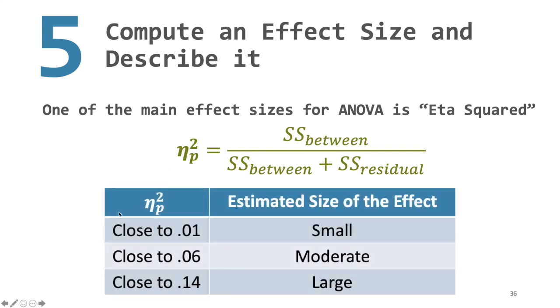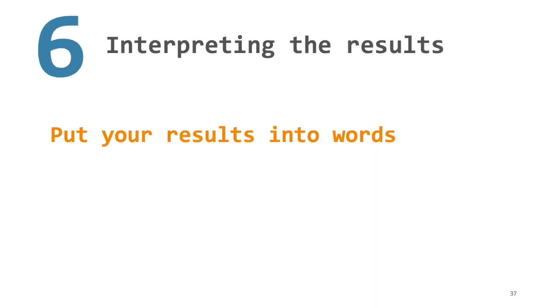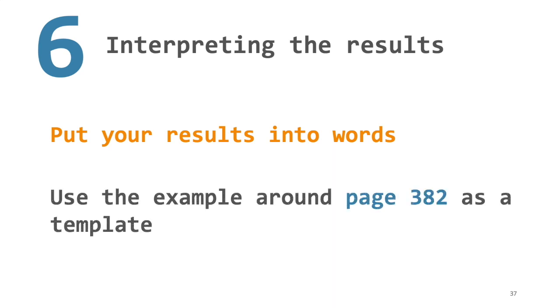Like with Cohen's d, there are some rough cutoffs that we can use. So 0.01, 0.06, and 0.14 go with small, moderate, and large, respectively. And then lastly, interpreting the results. We're going to interpret it just like we've done before. In this case, there is an example around page 382 that you can consider using as a template. We'll give some examples in class again, like we've done.